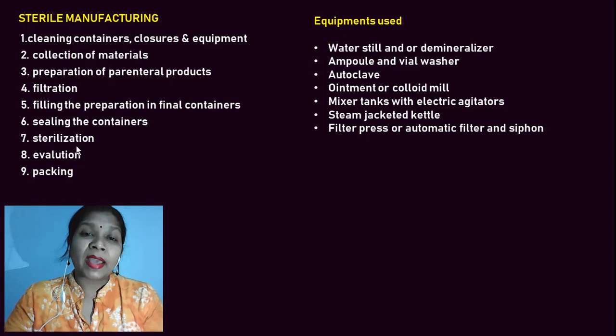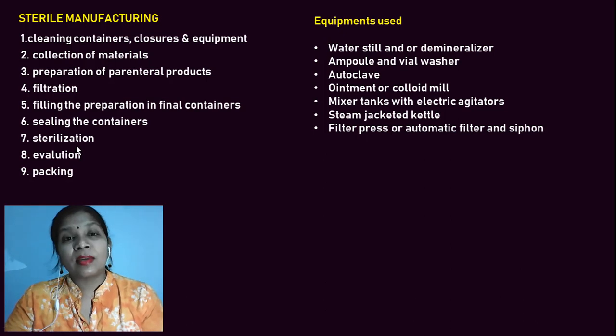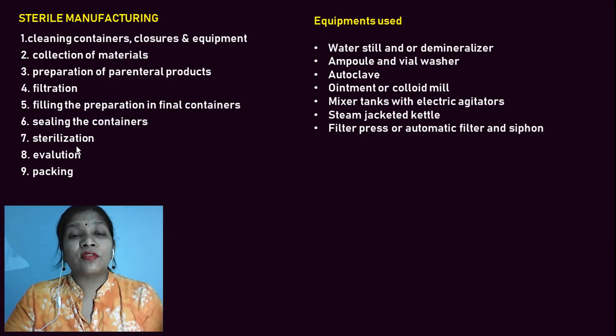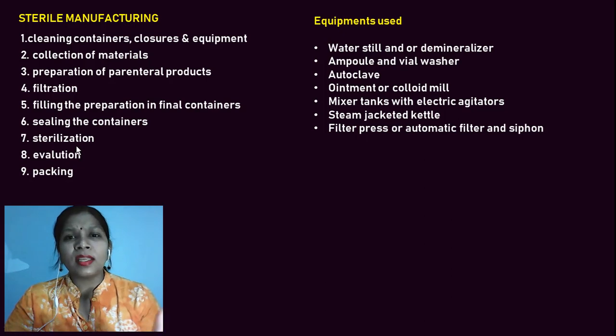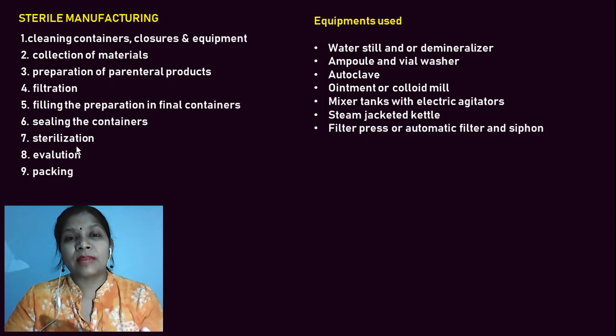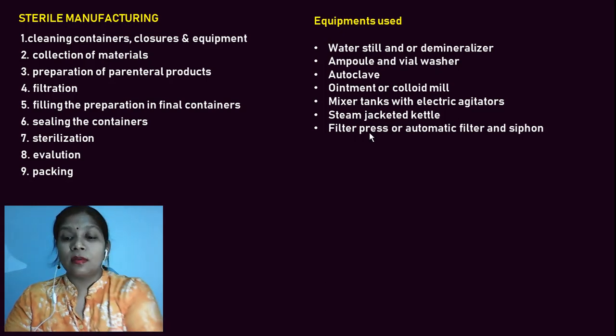And last is the packaging. Now this packaging can be said to be a bulk packaging. You have to put it in the special containers that can be shifted or moved to the dispensing area. Now, what are the equipments we generally use in sterile manufacturing? Like water stills or the demineralizer, the ampoule and vial washers, the autoclave, the ointment or colloidal mill, the mixture tanks, the steam jacket kettle, the filter press.